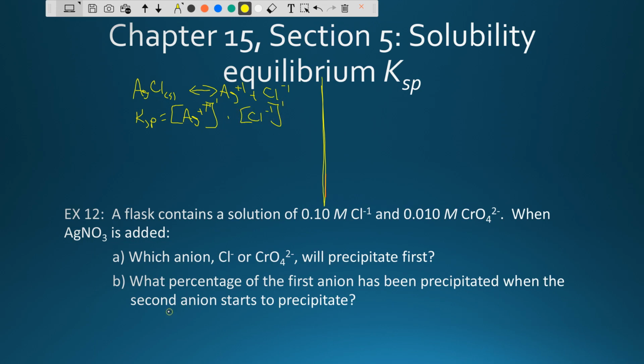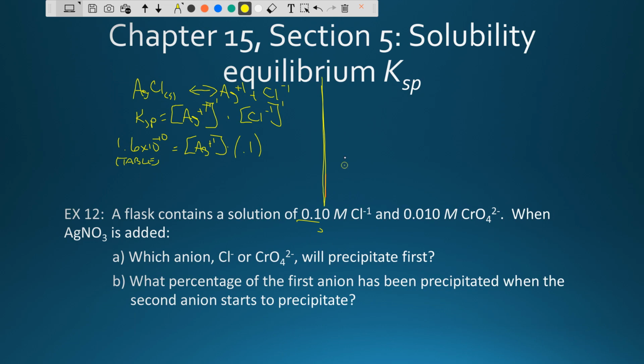Again, it's a 1-to-1 ratio. Okay, and this one I can actually look up on the table provided. 1.6 times 10 to the negative 10. That's again from our table. That's going to equal my silver ion times 0.1. Okay, and because I've got 0.1 there.